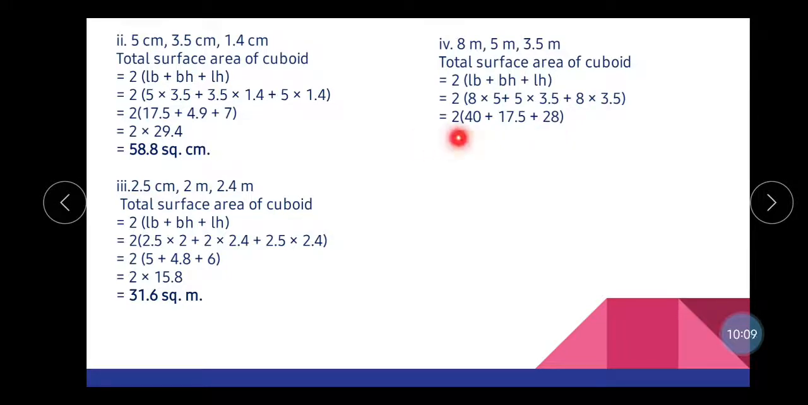So we get 2 into (40 plus 17.5 plus 28). Solving the bracket, that is adding up all the digits, we get 2 into 85.5. Multiplying 85.5 by 2, we get 171 square meter.